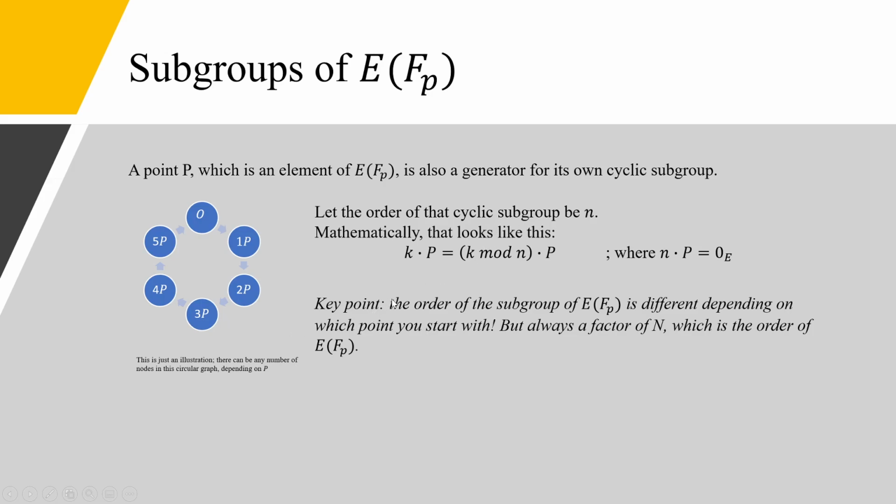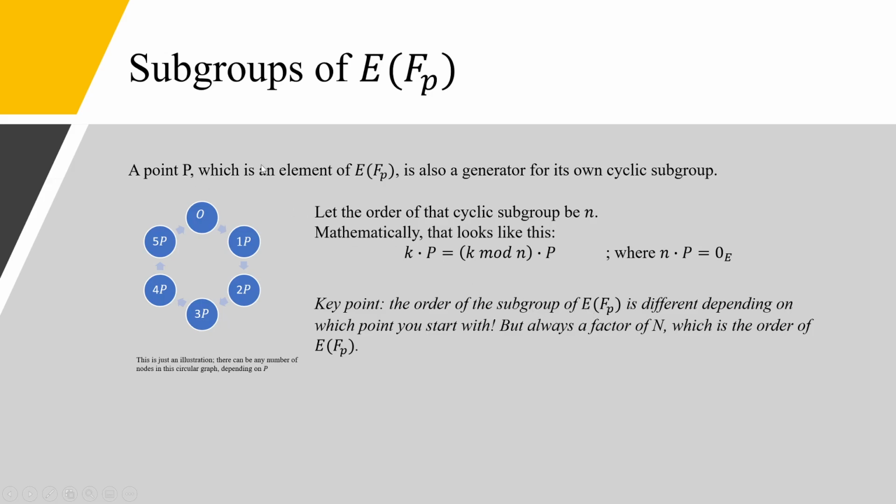And this is an important point. The order of the subgroup is different depending on which point we start with, but always a factor of capital N, which is the order of the restricted elliptic curve. So let's look at this piece by piece. The order of the subgroup of the restricted elliptic curve. What is the subgroup of the restricted elliptic curve?